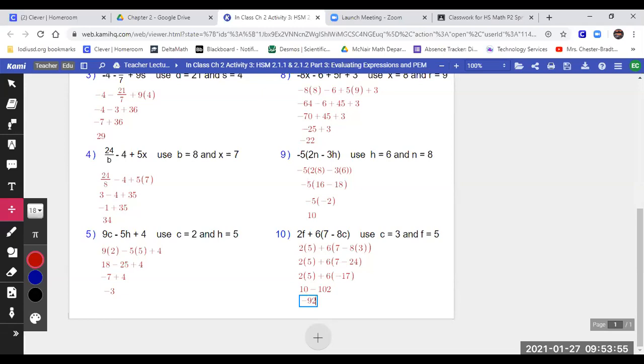Okay, so don't worry about it: first you put the sign on, whether it's going to be negative or positive, and then subtract. Okay, so 102 minus 10 is 92. My final answer was negative 92 because the 102 was a negative. Any questions about that?